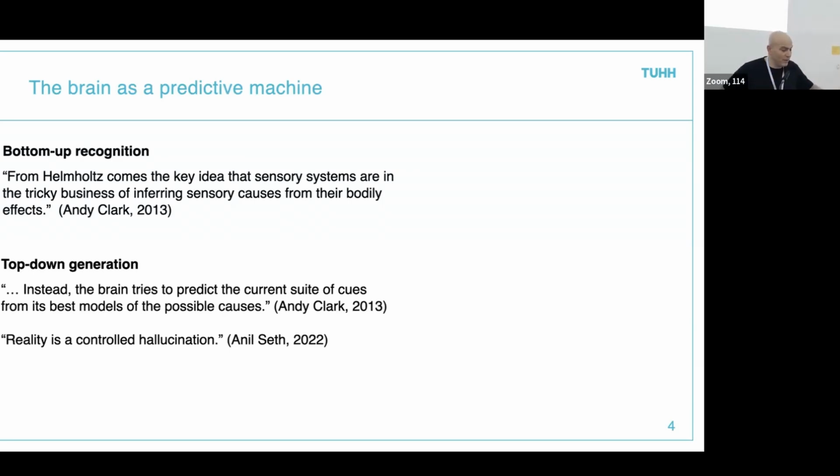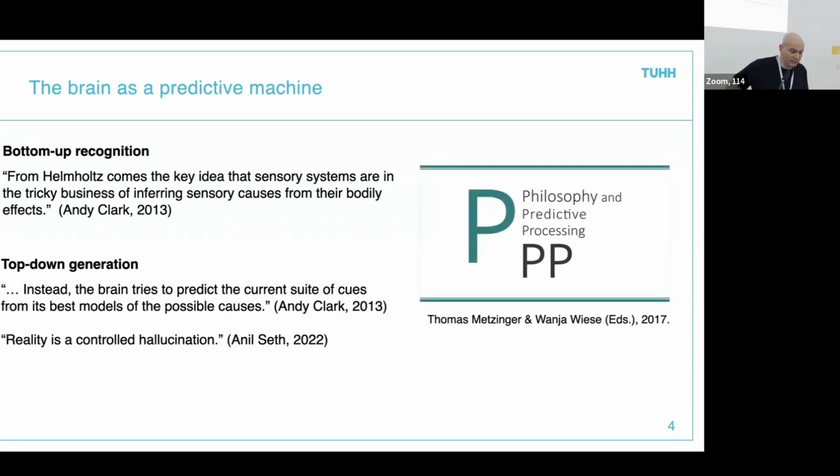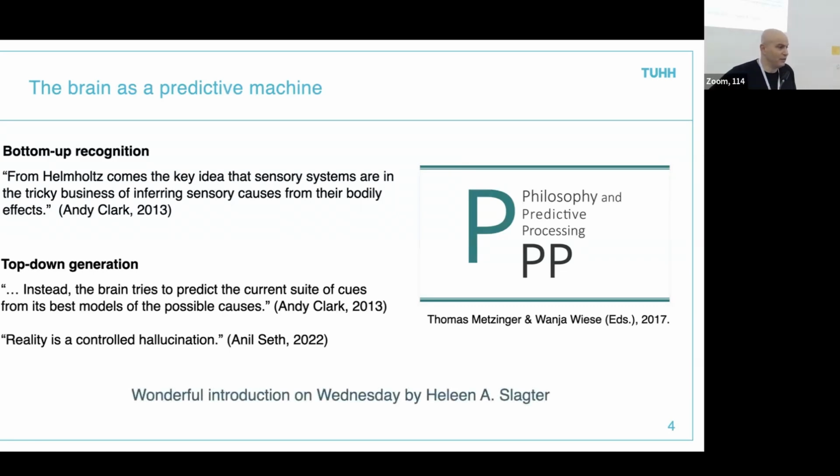So you see we have this interplay between bottom-up and top-down connections. And Anil Seth likes to talk about reality, the perception of reality as a controlled hallucination. So these are very nice summaries of this theory. And as I mentioned, Thomas Metzinger and Vanja Wiese have a very nice collection of articles on this topic. And I'm not going into more details because we had a wonderful introduction by Helene on Wednesday. So I will just fix the notation on my next slide.